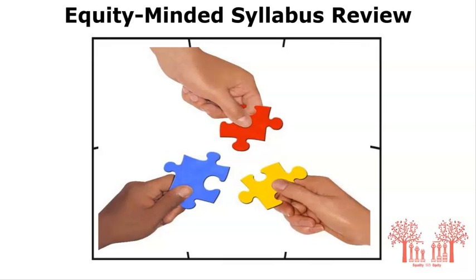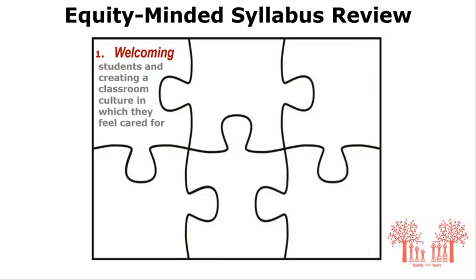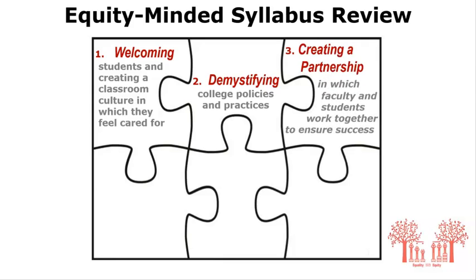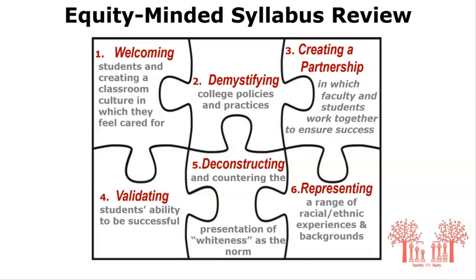There are 6 components of the Equity-Minded Syllabus Review: welcoming students and creating a classroom culture in which they feel cared for, demystifying college policies and practices, creating a partnership in which faculty and students work together to ensure success, validating students' ability to be successful, deconstructing and countering the presentation of whiteness as the norm, and representing a range of racial, ethnic experiences and backgrounds.